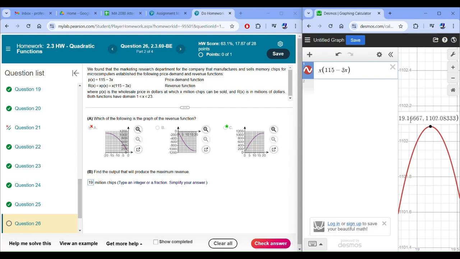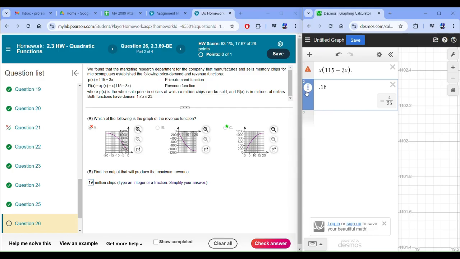What is that? 2/8? No, not 2/8. Is that 1/8? What's 1/8? 1 divided by 8 is 0.125. What gives me 0.16? 0.16. Dang it, up here. 0.16 as a fraction is what? 4/25. That's not what I'm looking for though.